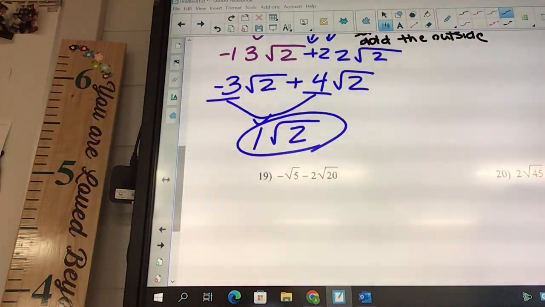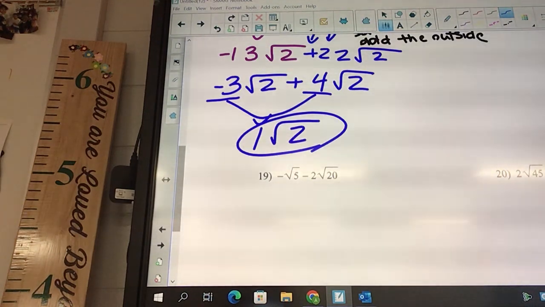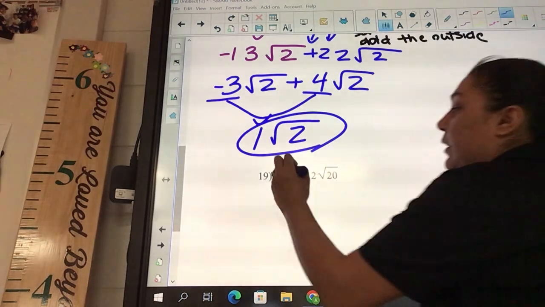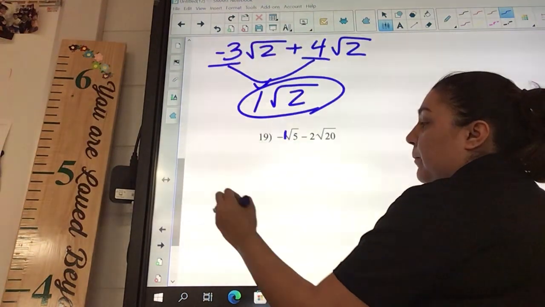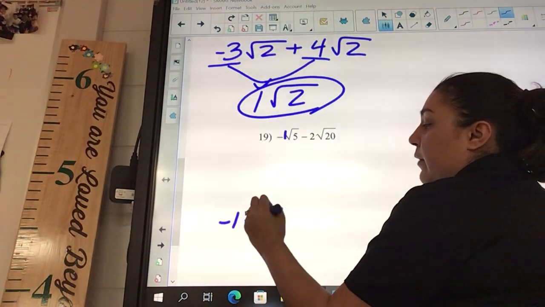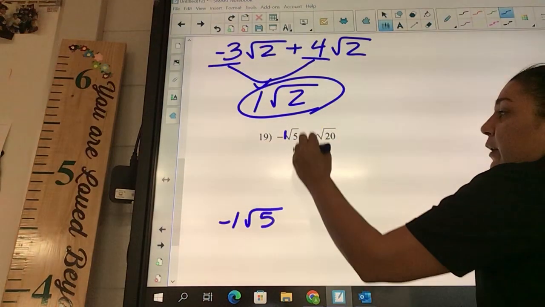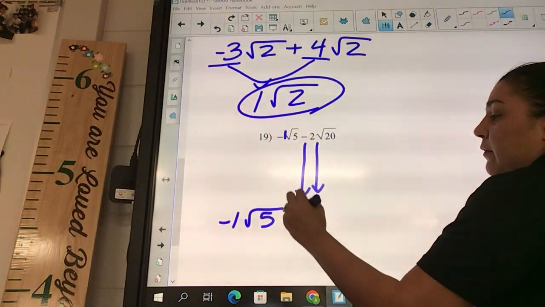So, can 5 be simplified? No. Okay, but there is a 1 here, so we can go ahead and write this one down. -1 square root of 5. Okay, and we can drop this negative and this 2 down.